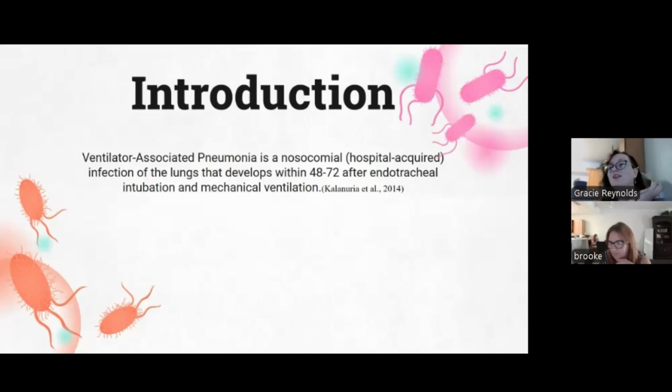Ventilator-associated pneumonia is a nosocomial, hospital-acquired infection of the lungs. It develops within 48 to 72 hours after endotracheal intubation and mechanical ventilation. The majority of the time, VAP is polymicrobial. Here I have some of the pathogens most commonly associated with VAP.